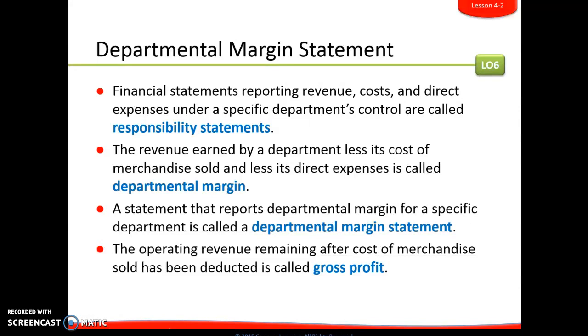Okay, a couple more. Responsibility statements: financial statements reporting revenue, costs, and direct expenses under a specific department's control. Departmental margin is the revenue earned by a department less its cost of merchandise sold and less its direct expenses. Departmental margin statement then is a statement that reports that departmental margin for a specific department. And then gross profit, we should know this one, is the operating revenue remaining after cost of merchandise sold has been deducted.